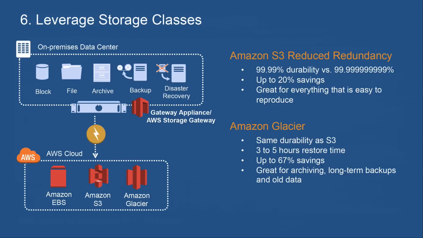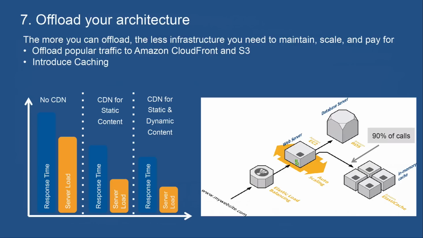And it costs roughly 1 cent per gigabyte per month to store data in Glacier, so it's significantly lower cost than S3, even lower cost than S3 RRS. So if you've got data that you want to archive and you want to really minimize your cost for doing that, you could consider Amazon Glacier as a good target for that.